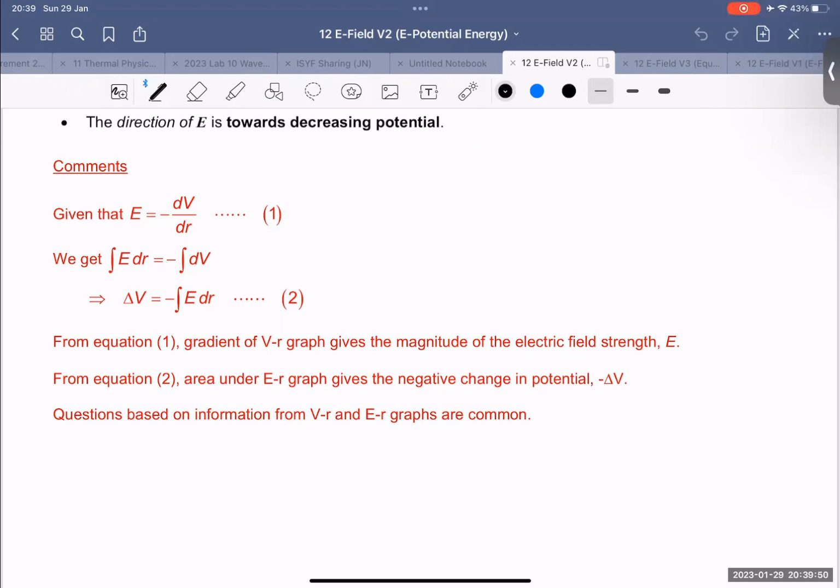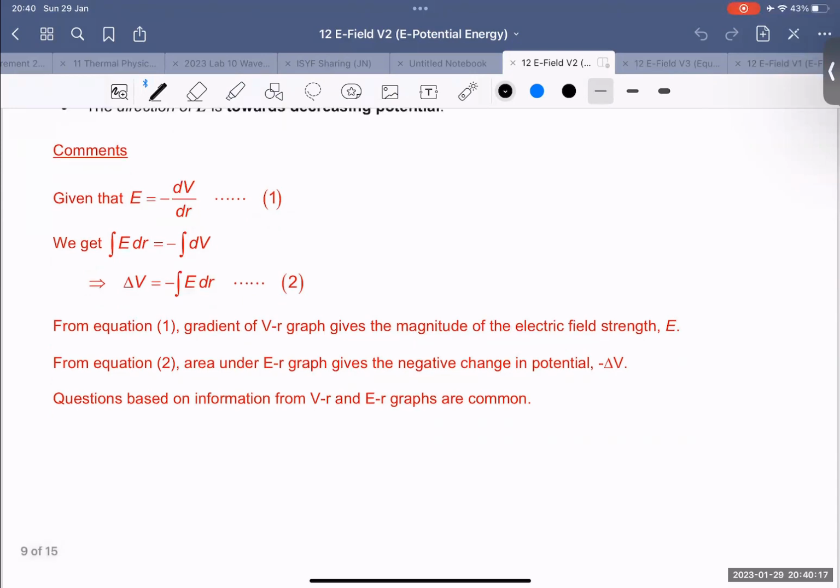So from equation 1, the gradient of the V-r graph gives the magnitude of the electric field strength E. From equation 2, the area under the E-r graph gives the negative change in potential. So questions based on information from V-r and E-r graphs are common for A-level.